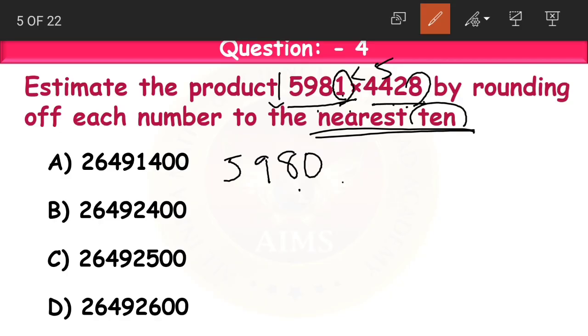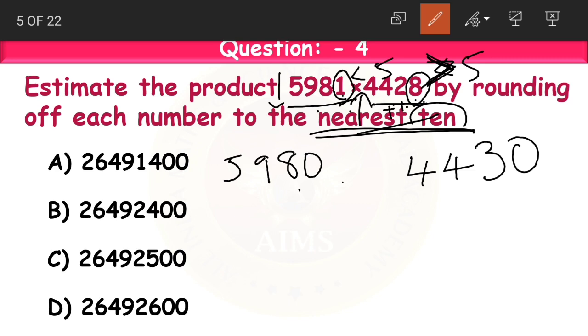Now moving on to 4428. Here 8 is greater than 5. So we'll round up. How do we do that? We add 1 to the digit in the tens place. It becomes 443 and 8 is replaced with 0. 4430.